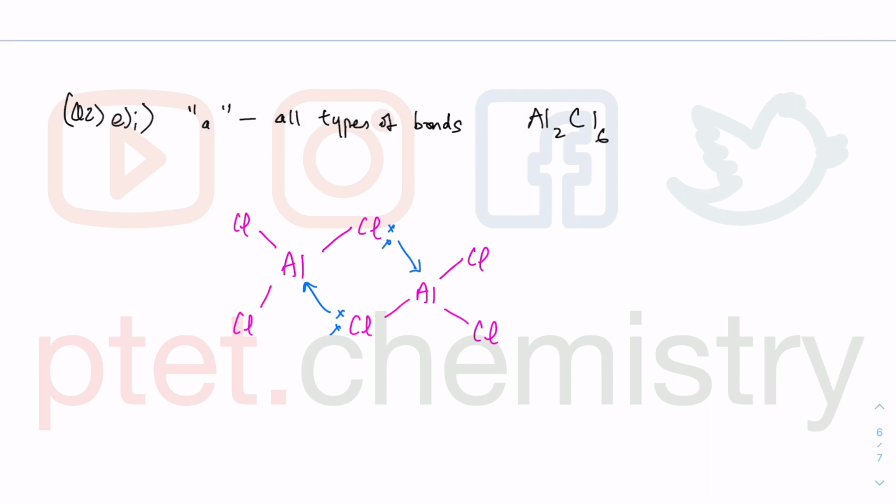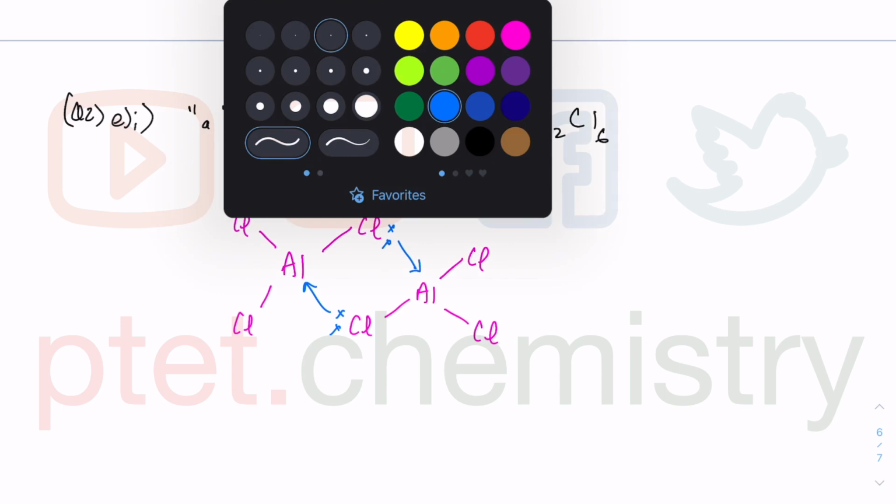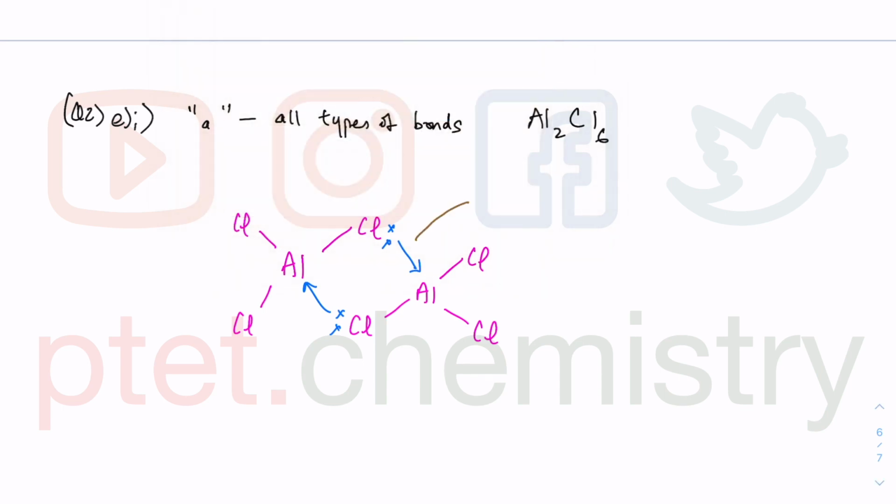So what I can do is I can label this. Let me use a different ink. So this is a dative covalent bond where both the electrons in the covalent bond comes from one atom, which is this chlorine, occupying this empty orbital which can accept a pair of electrons. So this is a dative covalent bond.